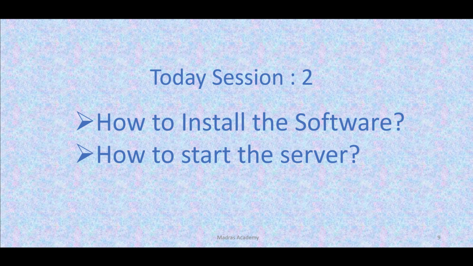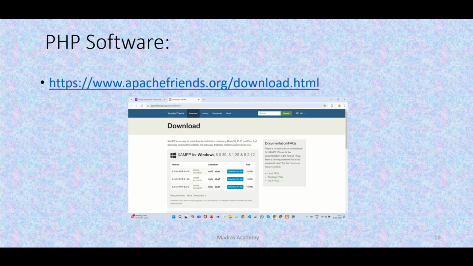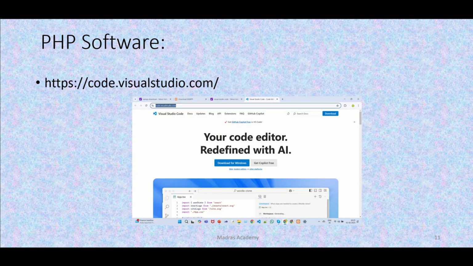Today we are going to learn how to install the PHP software and how to start the server. In the last session, I already gave this link, apachefriends.org. Go to this link and download the PHP software. We also need an editor, and for that I am using Visual Studio. Go to this link and first download the software, and I will tell you how to install it right now.